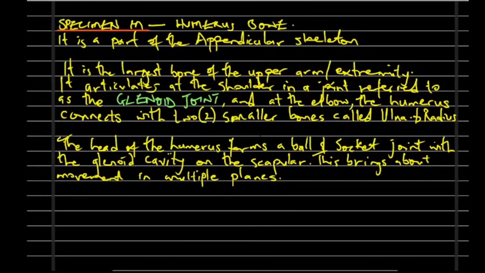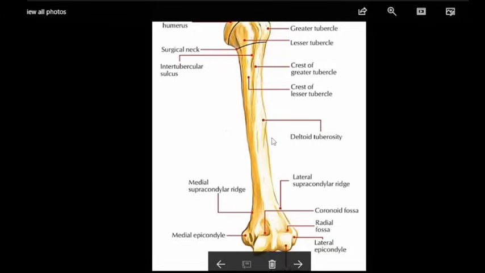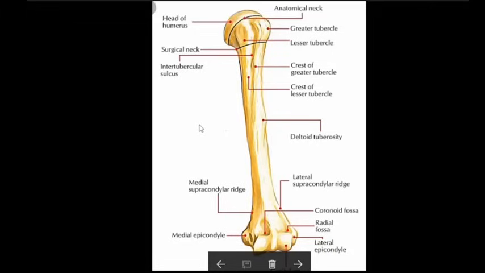So we have the head of the humerus joining the shoulder joint, which is called the glenoid cavity, and then it articulates underneath at the elbow with two other bones called the ulna and radius. So that is what the humerus is talking about. So let us see an example of the humerus. This is what a humerus looks like.